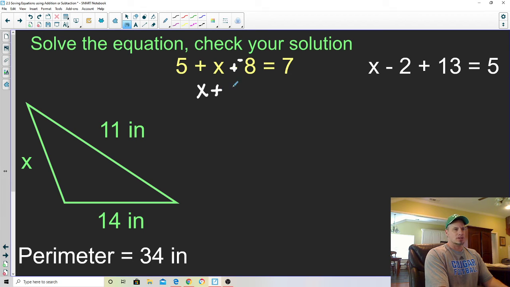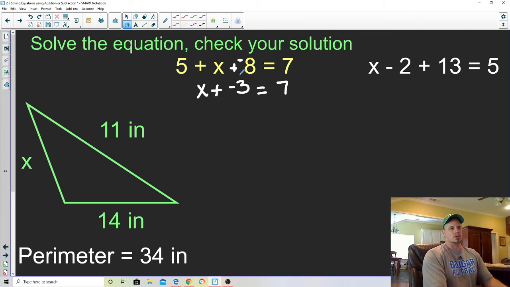X plus negative 3 equals 7. Would it be the same if I put x minus 3? Yes. Would it be the same if I put negative 3 plus x? Yes. Okay, it really doesn't matter which side the negative 3 is on. If you're adding, it doesn't matter.